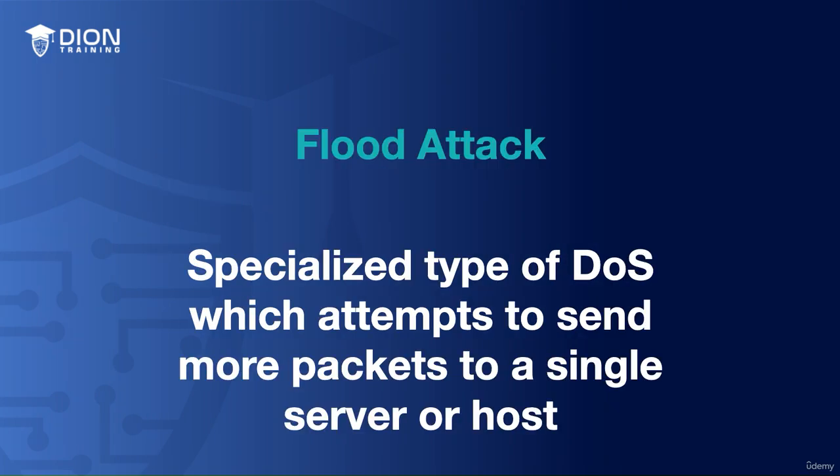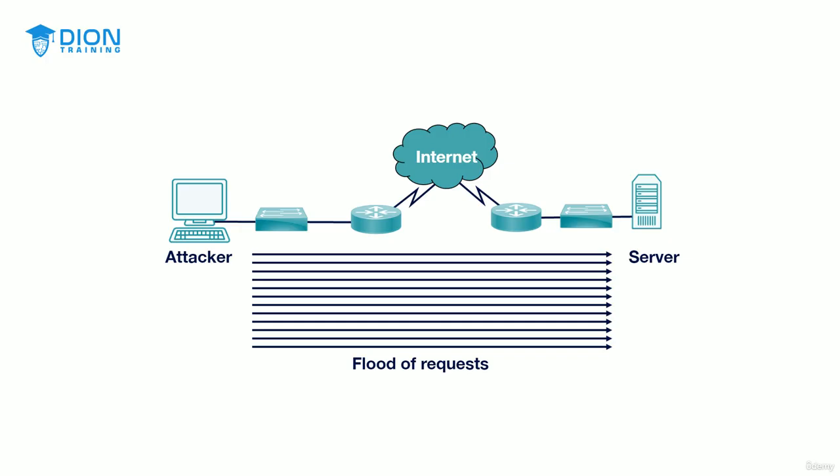The first category is called a flood attack. This is a specialized type of denial of service which attempts to send more packets to a single server or host than it can handle. So in this example, we see an attacker sending 12 requests at a time to a server. Now, normally a server wouldn't be overloaded with just 12 requests, but if I could send 1,200 or 12,000, that might allow me to flood that server and take it down.